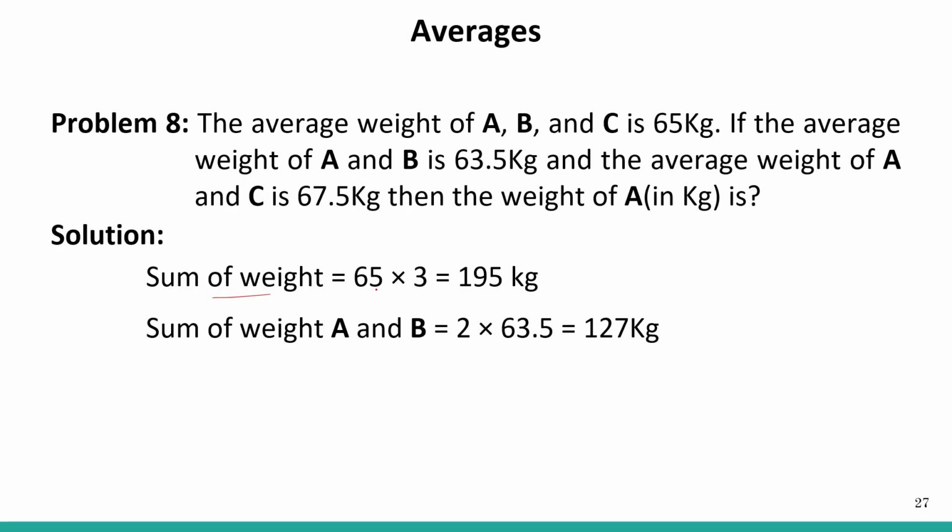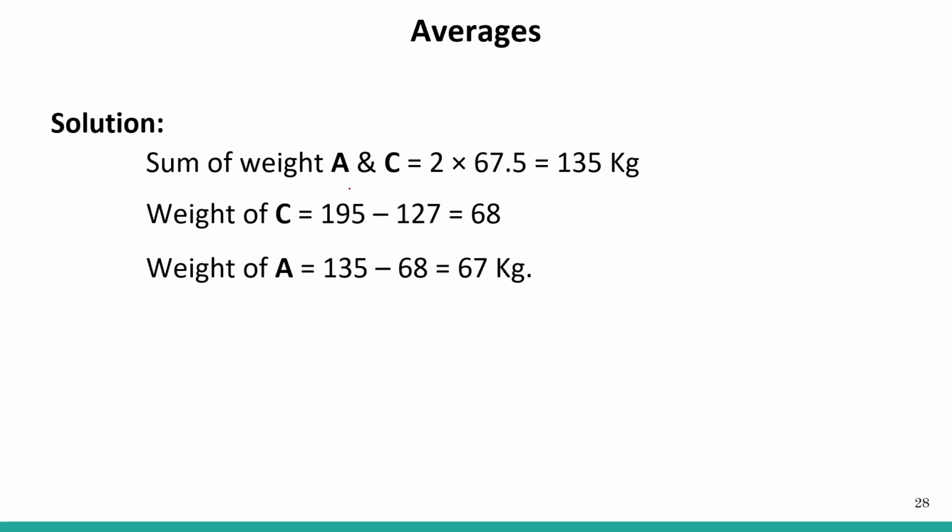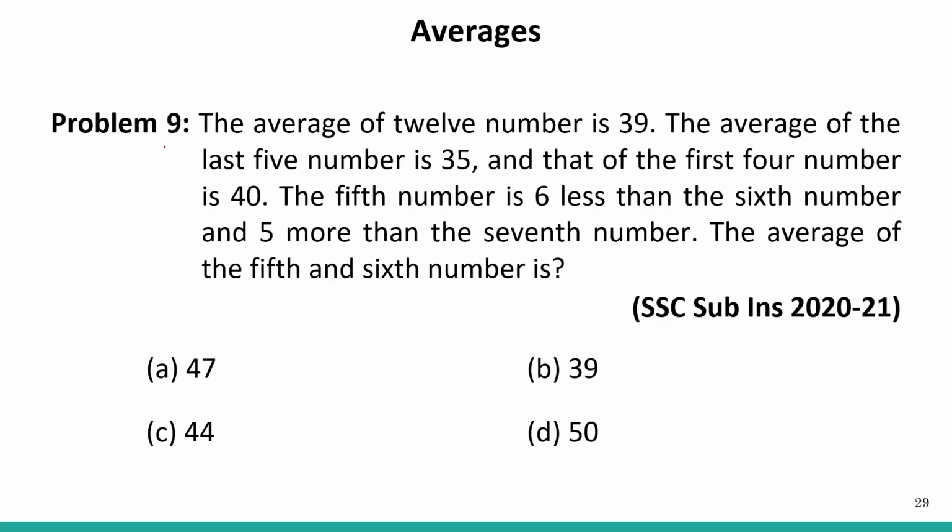So the sum of weights is 65 into 3, which is 195. The sum of weights of A and B is 2 into 63.5, that is 127 kg. The sum of weights of A and C is 135 kg. And the weight of C is 195 minus 127, which is 68. So the weight of A is 135 minus 68, which is 67 kilogram. So let's see problem number 9.